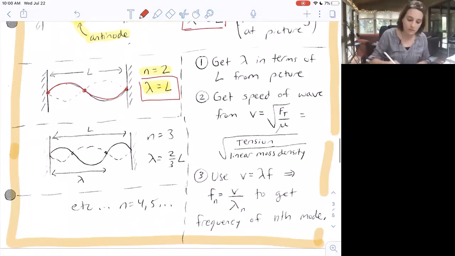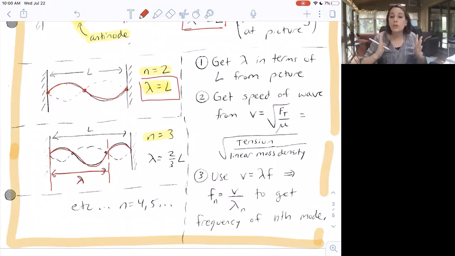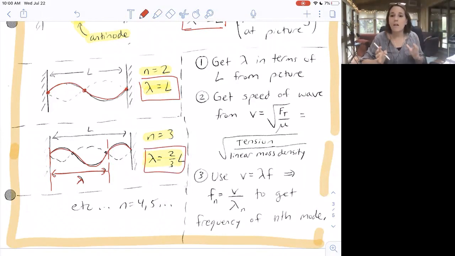If we keep on going, this would be the next one. I can add on an antinode each time. This would be mode 3. I would then have one node, 2, and then all the way over. So I have my 3 antinodes. You can see that the wavelength here is simply going to be 2/3 times the length. And again, that came from looking at the picture. So the wavelength in terms of L comes from looking at the picture. And then this keeps on going. You can have n equals 4, 5, 6, 7, etc.